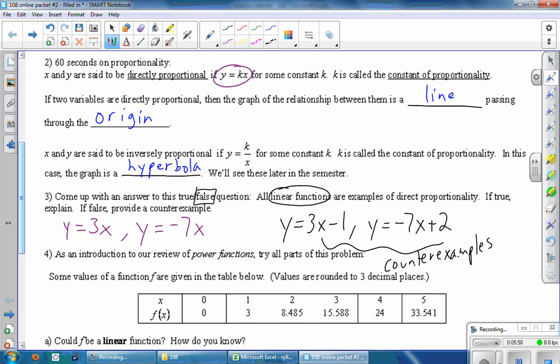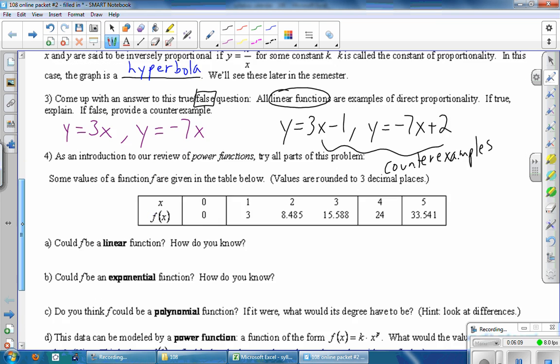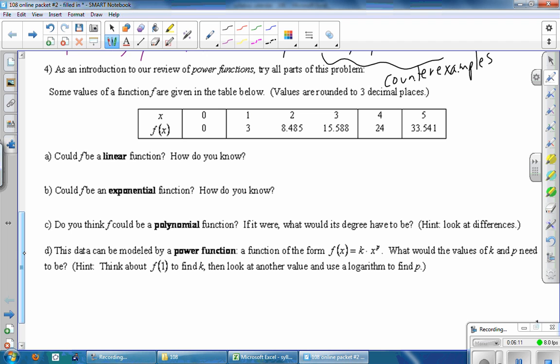Number 4, as an introduction to our review of power functions, try all parts of this problem. Some values of a function f are given in the table below. Values are rounded to 3 decimal places. So what you're going to do is work through parts A, B, C, and D. It's going to take you some time to go through these. This is a lot more time intensive than the fill in the blank stuff we did up above. So pause the video, take your time, and work through all 4 parts of this problem. And you can come back when you're done. I'll also say that there is an answer key on the back of this page, but don't look at it until you've really given your best effort on these 4 parts.